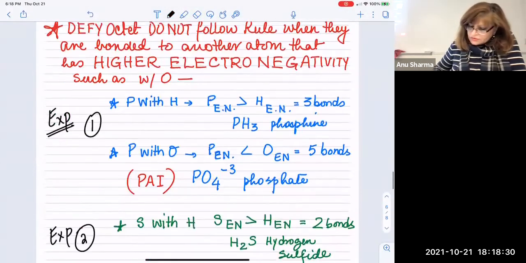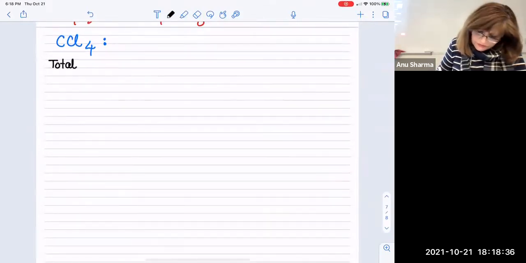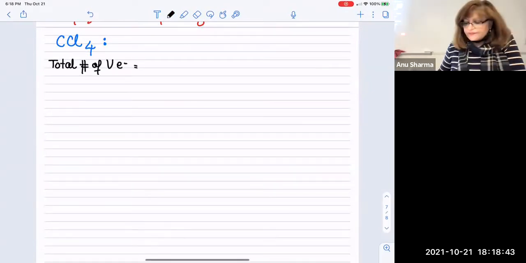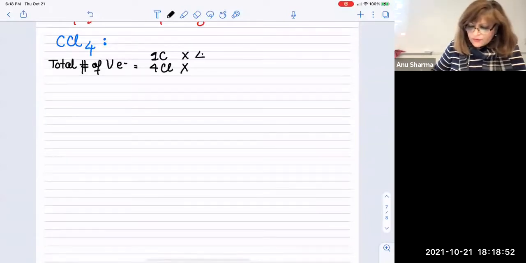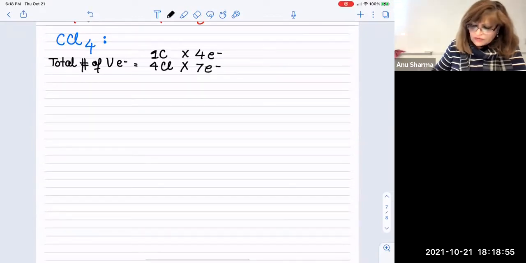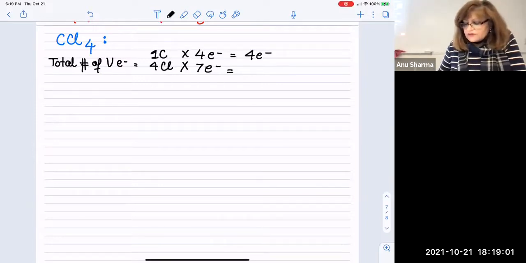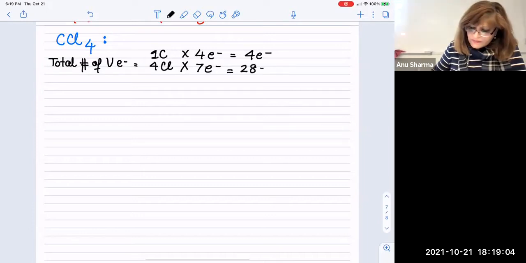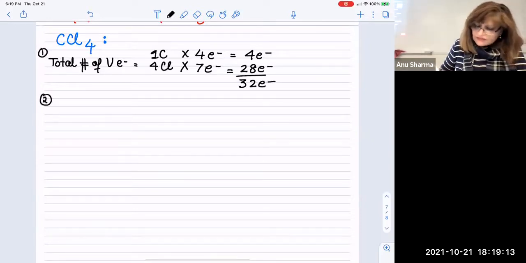Now we are going to look at carbon tetrachloride. First is the total number of valence electrons. We have 1 carbon and 4 chlorines. Carbon has 4 electrons, and chlorine has 7 electrons, so 4 chlorines give 28. How many total? 32 electrons. That's the first step. Next, what's the second step?